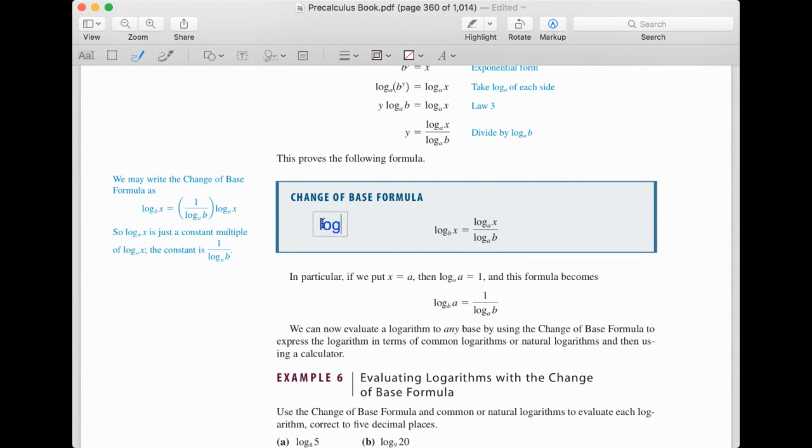I had the example log 6 divided by log 2, right? So in both cases, this is log base 10 of 6 over log base 10 of 2. So that can be written as log base b of x, which means this one can be written as log base 2 of 6. This is an example I showed before. So changing of base is sometimes important. Let's see some examples.